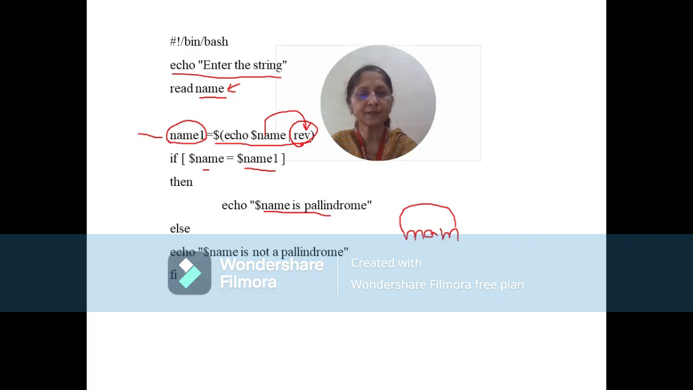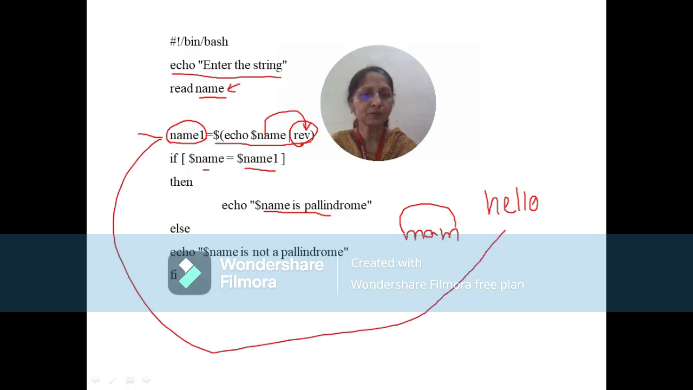Instead of that, if I enter the string as hello, what is the value of $name? $name is hello. And what is the value of name1? The value of name1 will be the reverse of hello, that means OLLEH. Correct? And when we compare these two strings, $name and $name1, they are not equal. The condition is false, and the control comes to the else part, and it displays hello is not a palindrome. That's all for the day.